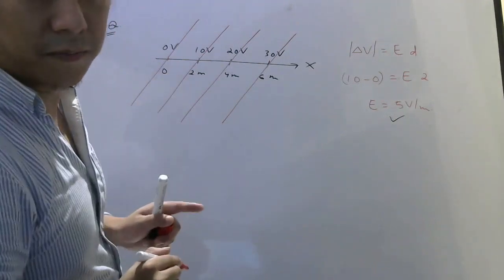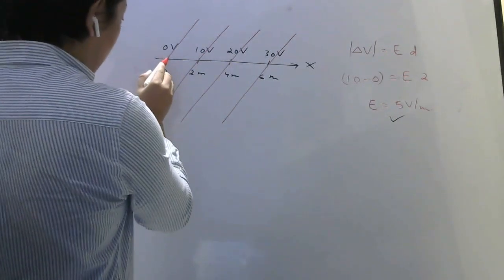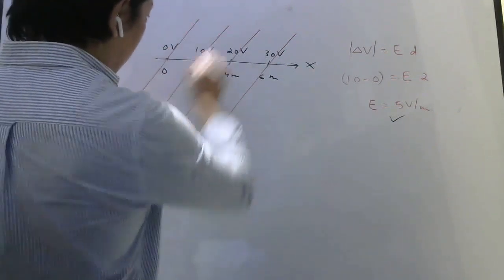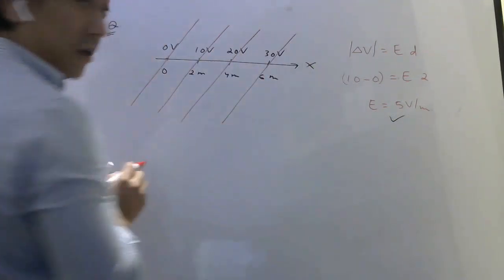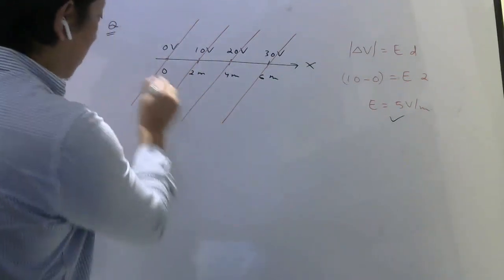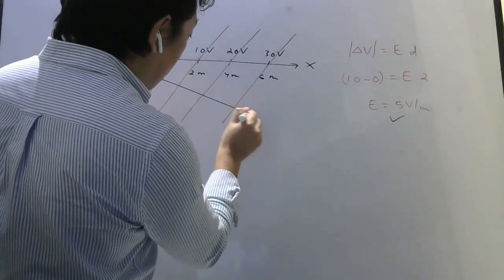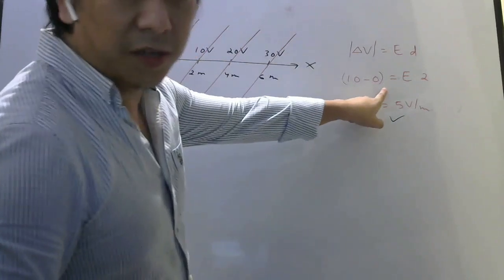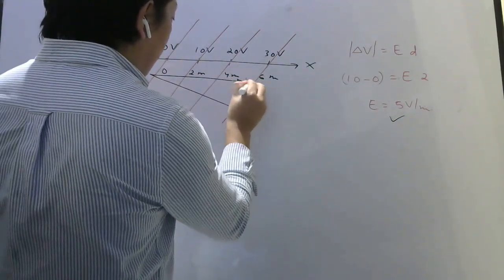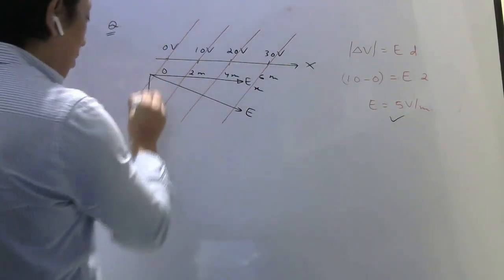In that case, you can see this is also 10 volt everywhere: 0 volt, 10 volt everywhere, 20 volt, 30 volt, right? But now, where will be the electric field? Electric field will be now in this direction. So what you have calculated here is only the x component of electric field. Y component you have not calculated.